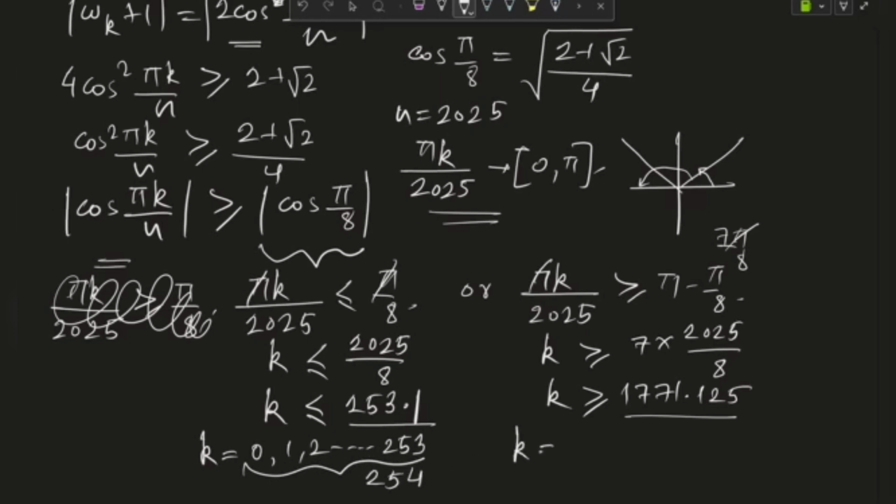And for this part, please be careful. This is greater than or equal to 1771.125. We can't include 1771. We have to include from 1772 because they can be only integers. And this will be up till 2024 basically, right?